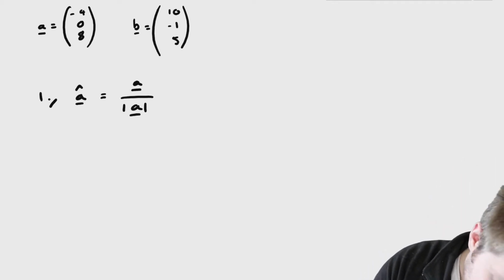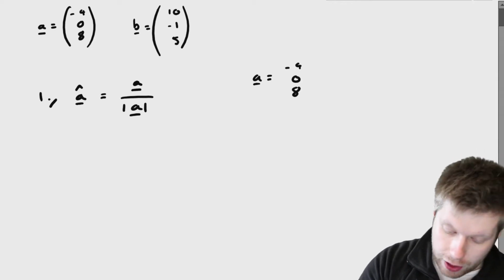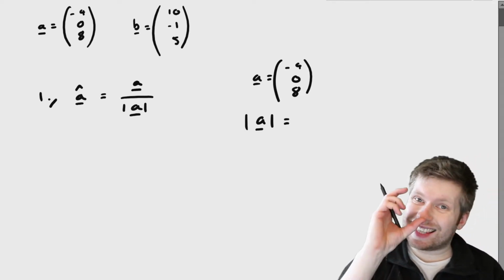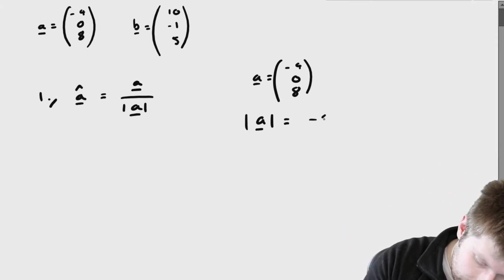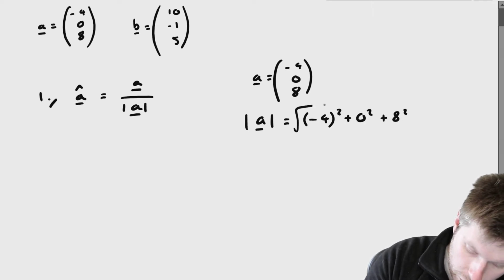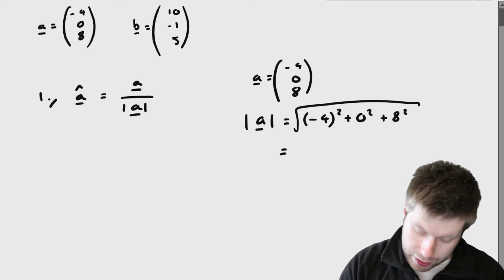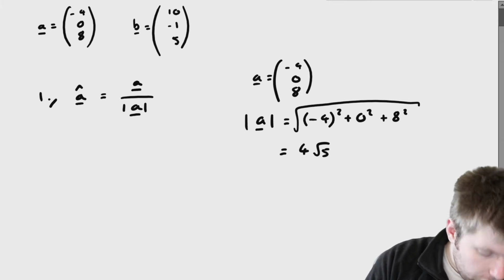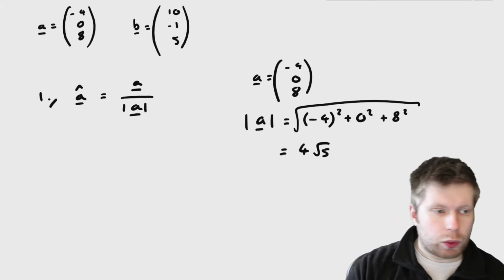So let's actually find our vector. We've got A equal to -4, 0 and 8. First of all, I need to find the magnitude of this vector. Remember, magnitude just means the length or the size, so I can use the Euclidean formula, or Pythagoras' formula. I can say -4 squared plus 0 squared plus 8 squared, all square rooted. If I put that in my calculator, I get the square root of 16 plus 0 plus 64, which gives me 4 root 5. I prefer to leave it as 4 root 5 because it's more exact, but if you wanted to leave it as 8.9, that's also fine.